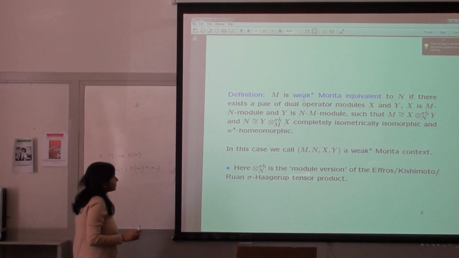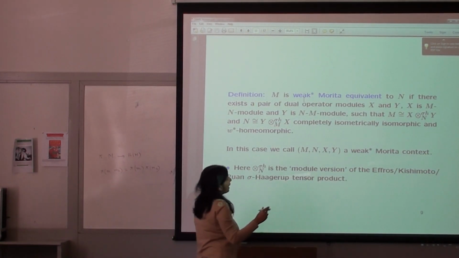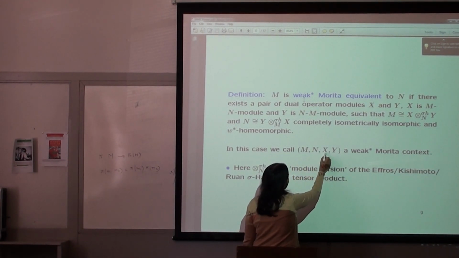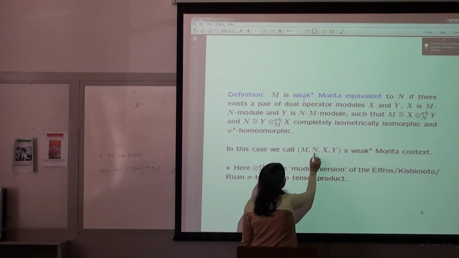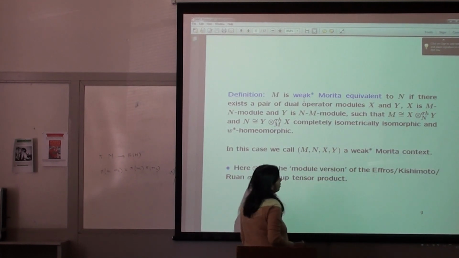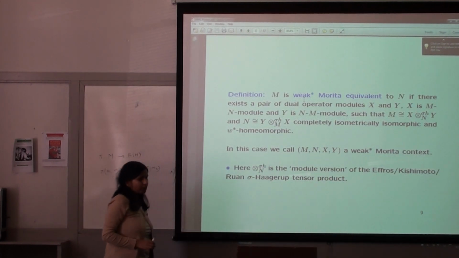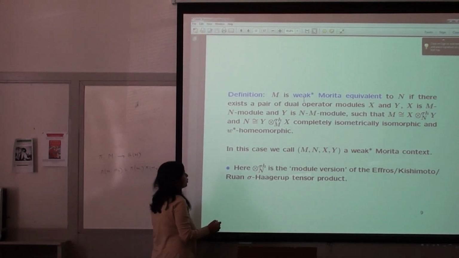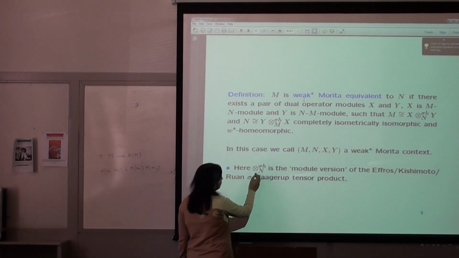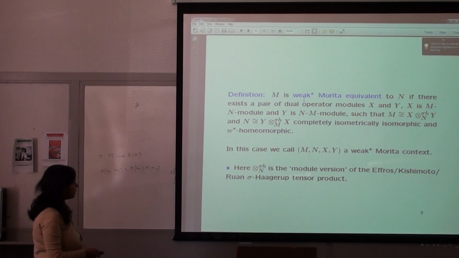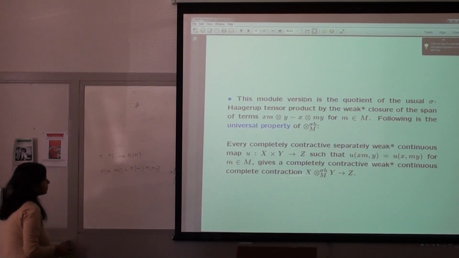So we have four things here: two algebras, M and N, and two modules, X and Y. X is a left M, right N module. Y is a left N, right M module. We call this M, N, X, Y a weak star Morita context. We are using a special tensor product here, which is called the module version of the Haagerup tensor product. And this is the definition of this tensor product.